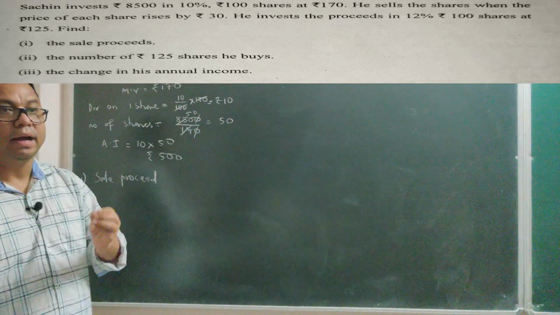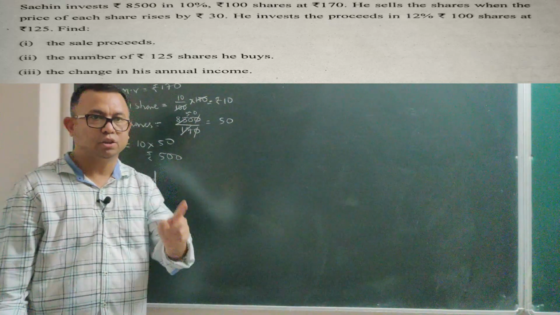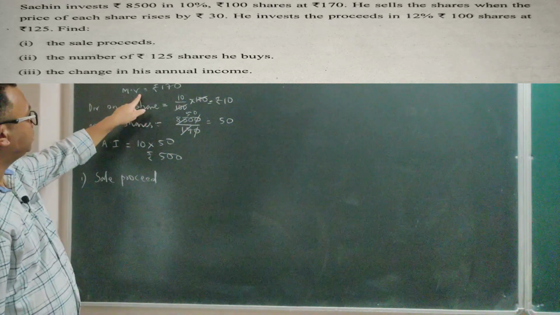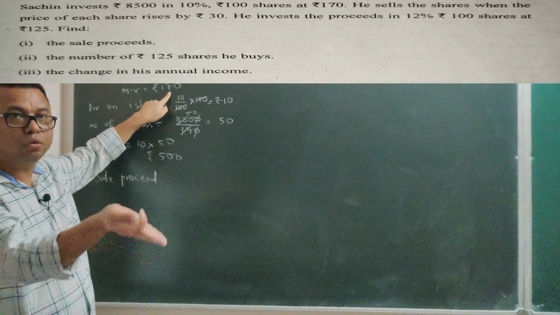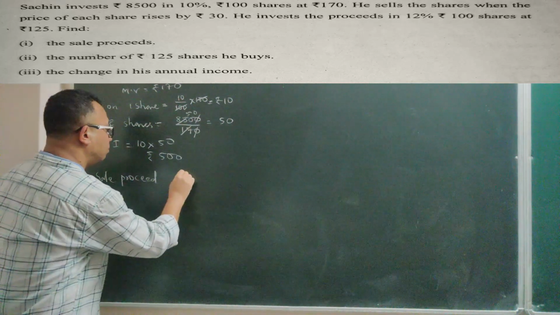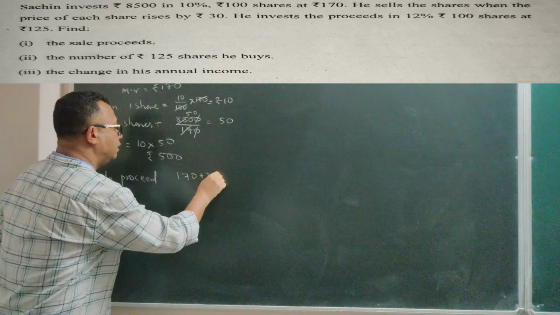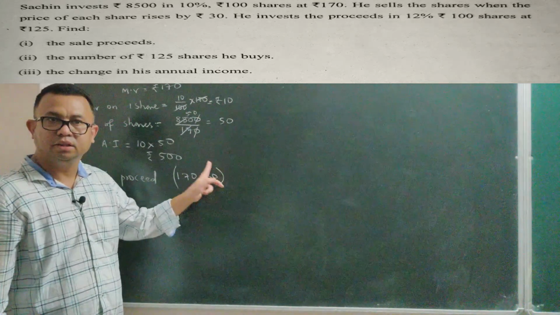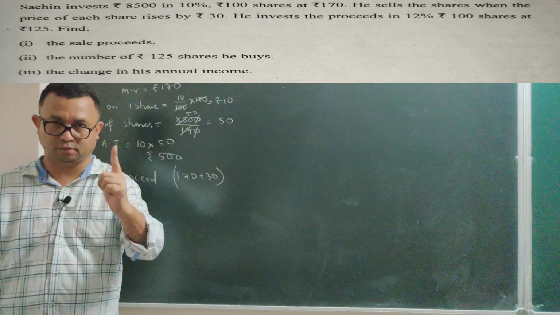Now the first thing is, at what price did he sell the share? He sold the share when the price rose by 30. Previously the price was 170, now the price rose by 30, so the price of one share that he will be selling is 170 increased by 30. This is the price at which he is selling one share.